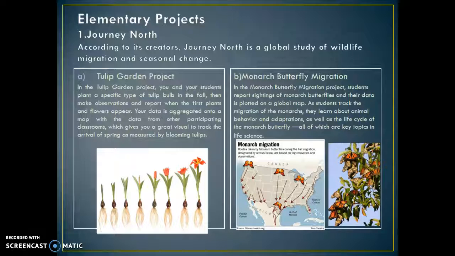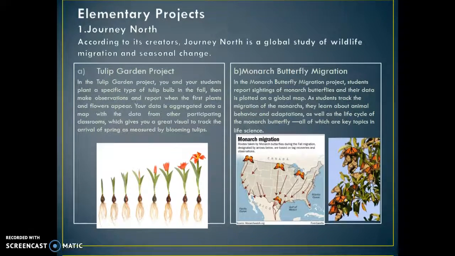You can also track the monarch butterfly. This is where students report sightings of monarch butterflies and their data is plotted on a global map. As students track the migration of the monarchs, they learn about animal behavior and adaptations as well as the life cycle of the monarch butterfly. Even kindergarten students can learn about butterflies and their life cycle. And you can also incorporate geography, looking at data from different parts of the world.